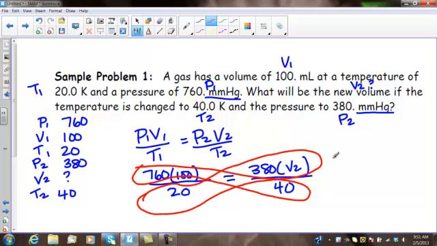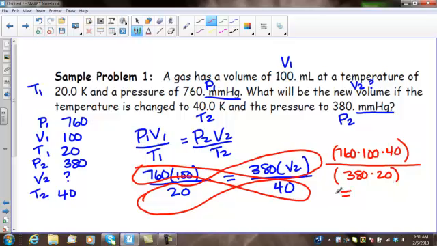Now, I want to make it very clear how you need to put this in your calculator. You need to enter into your calculator parenthesis 760 times 100 times 40, end of parenthesis, divided by parenthesis 380 times 20, end of parenthesis, equals. When you do the math on that, you're going to get 400. So V2 equals 400. I need units. I go back to my problem. I see that my volume was in milliliters.